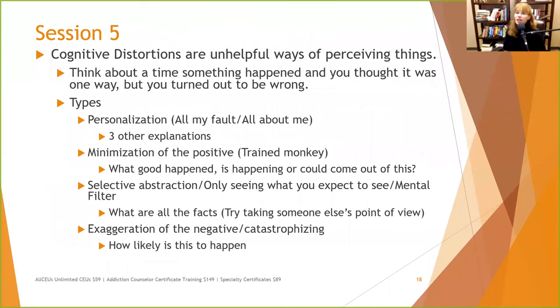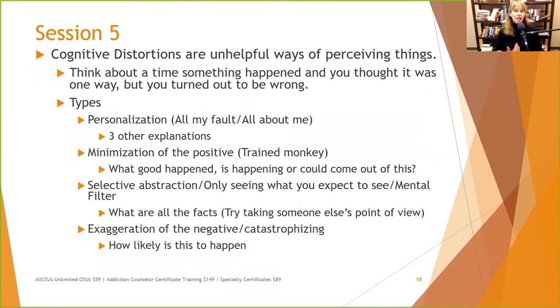Cognitive distortions are unhelpful ways of perceiving things. Think about a time something happened and you thought it was one way, but it turned out to be wrong. So these often are cognitive distortions. Personalization is one that people use. It's all my fault that this happened, or it's all your fault that this happened, or it's all about me. You looked at me, you had this awful look on your face, so you're angry at me. How dare you? Because I've never been anything but nice to you. You see where we can go from feeling bad to aggression really fast.